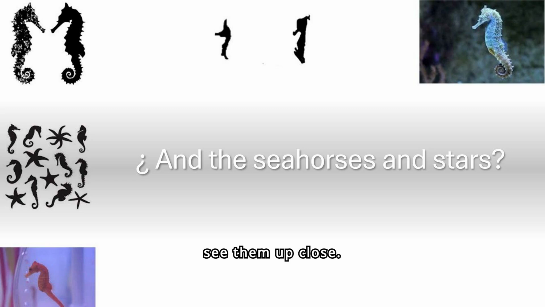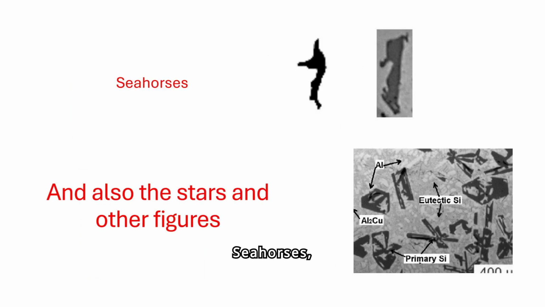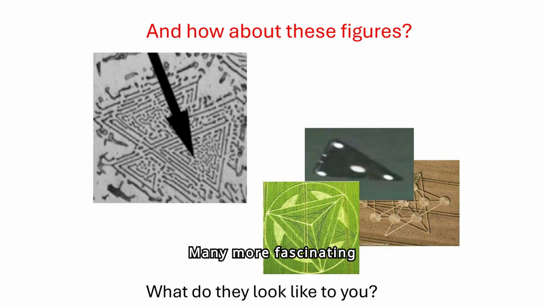Let's see them up close. What about these figures? What do they look like to you? The microscopic world is full of surprises. Seahorses, stars, and other remarkable figures were all found, showing the beauty in the minuscule. Maybe you thought that in the previous figure, they were all really seahorses, but they are figures found with the microscope in aluminum alloys. Many more fascinating figures were discovered.